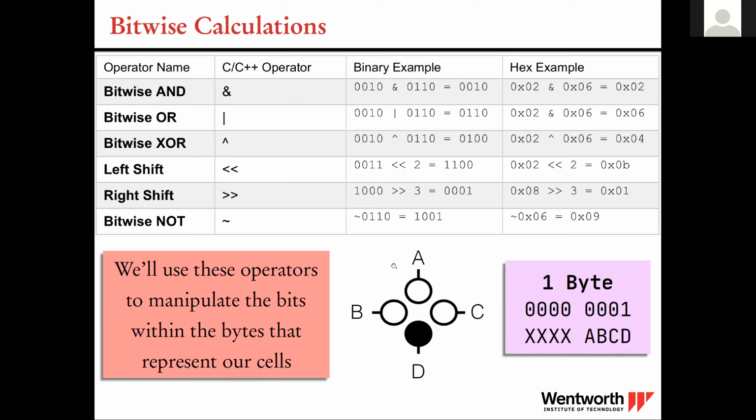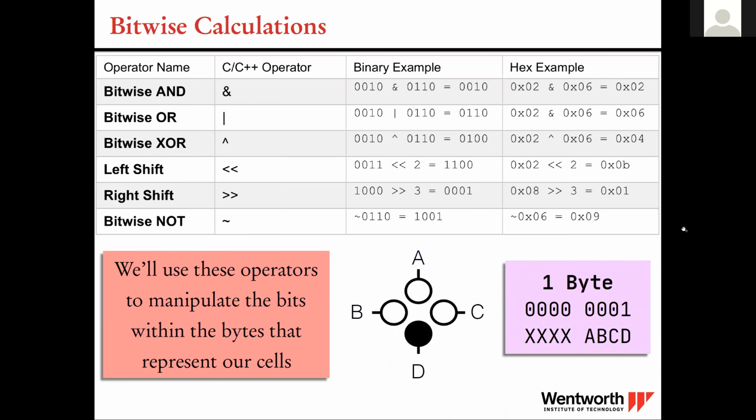So this particular cell has a 1 for D and a 0 for the rest. So this would be 0001. We're going to use this knowledge later to help us shift some bits around and determine what these cells look like above and below us, and to the left and right in our von Neumann neighborhood.